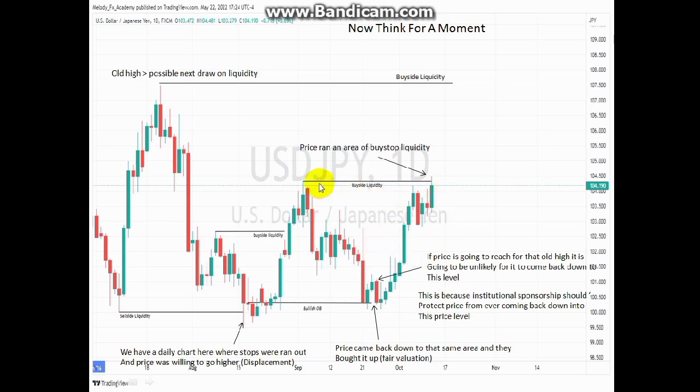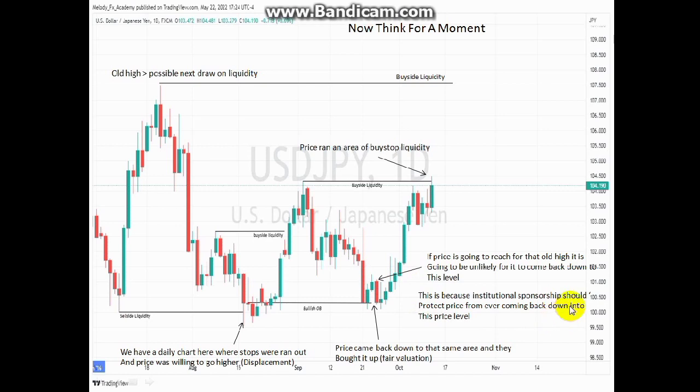Looking at this, we have already attacked the sell stops resting below this old low, right? So where is the next probable level of liquidity that price is going to reach for? It is probably above this old high, and this old high is going to be our possible next draw on liquidity. If price is going to reach for that old high, it is going to be unlikely for it to trade back down into this particular level.